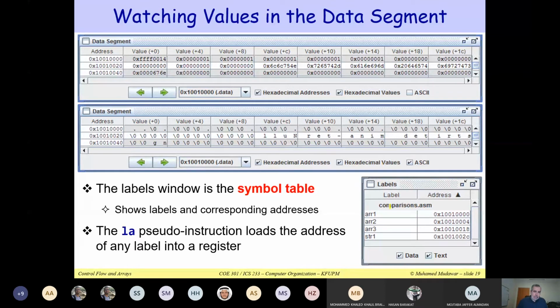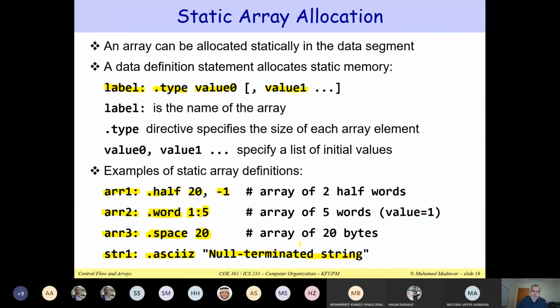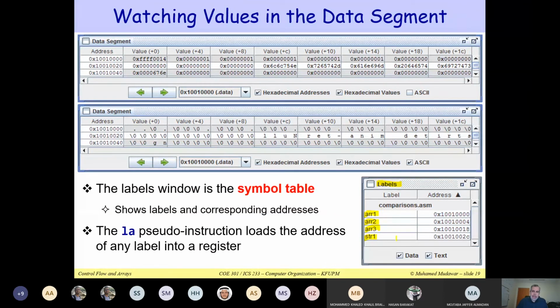In addition to this, the Mars tool provides a window for the labels. The labels window is my symbol table. It shows the names of the symbols, or the names of the labels. In our previous example, in the previous slide, we have array1, array2, array3, and string1 str1. These were the labels that we defined in the data segment. It shows me the labels and their corresponding memory addresses. This is great. I can see the addresses of these labels in the data segment, because all of this data is allocated in the data segment.